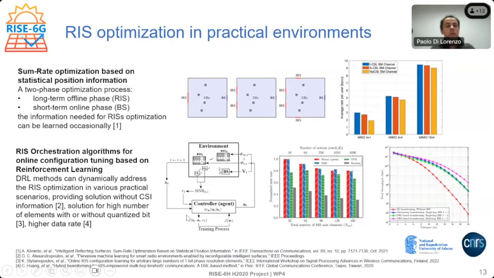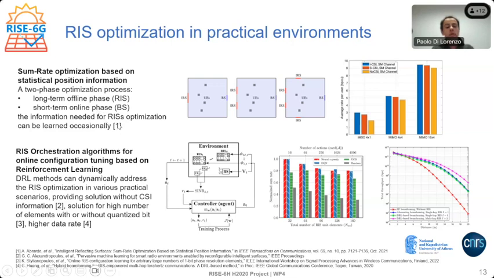Then we move to the RIS optimization in practical environments. The first contribution considers some rate optimization of the system based on statistical position information, and it alternates between two optimization phases, a long-term phase for the RIS and a short-term phase for the base station. And here, essentially, all the information of the user position is known in the statistical sense, and this can be either known a priori or learned over time through some learning mechanism.